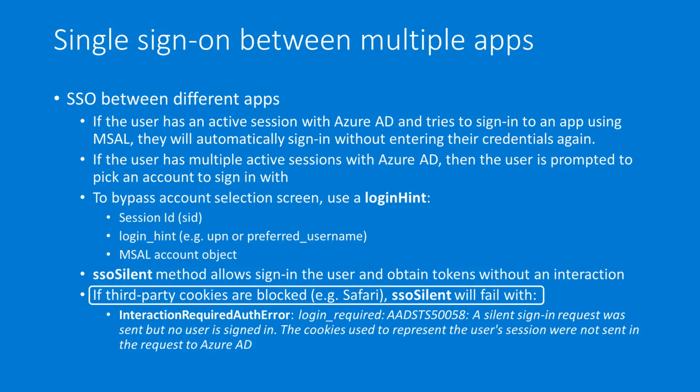Why? Well, what happens when you sign into Azure AD is that Azure AD places a session cookie in your browser. And that cookie is associated with the domain of Azure AD, and that'll be login.microsoftonline.com. But that domain is different than the domain of your application, and so that cookie is considered a third-party cookie. And more browsers, Safari at first, and now Chrome in incognito mode, are blocking these kinds of cookies. And more browser vendors will follow that. So you probably don't want to rely on ssoSilent too much.